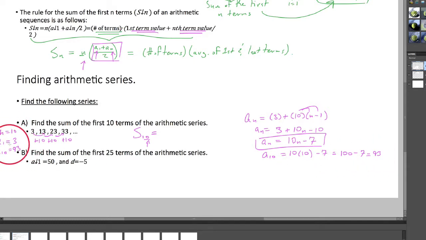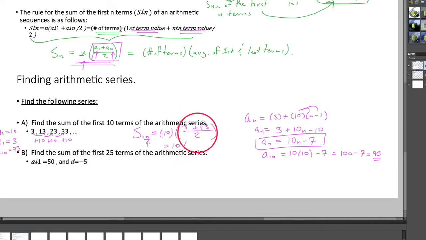So now, with all of these values, let's go ahead and write our sum using this rule. The rule is the number of terms, 10, times the average of the first and the last term. So our first term had a value of 3. Our 10th term, or last term in this series, had a value of 93. So to evaluate this now, we would just go ahead and simplify.